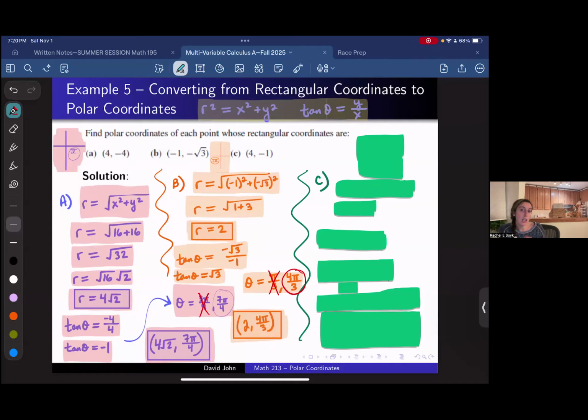Great. And now part C, we have our 4 comma negative 1, which tells us we're looking at the fourth quadrant once again.